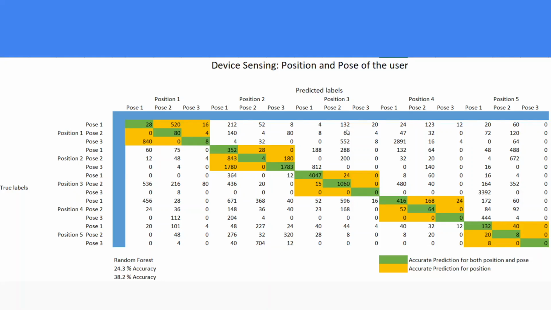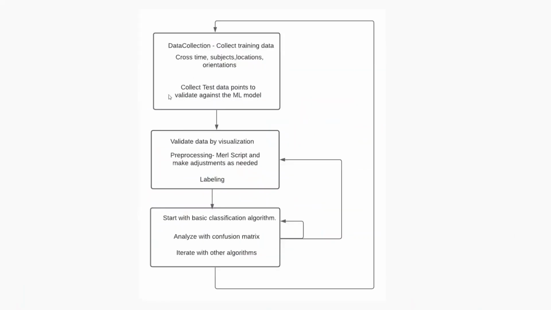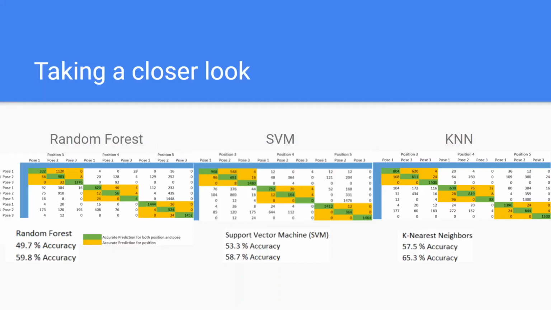Looking at positions 4 and 5 closely, we went back to the drawing board of our three-step process of data collection, data preprocessing, and machine learning. We went back to regather some data for positions 3, 4, and 5, and we are taking a closer look with other machine learning algorithms. Here we have random forests, support vector machines, and k-nearest neighbors, with respective accuracies of 49.7, 53.3, and 57.5% accuracy for both the position and pose.